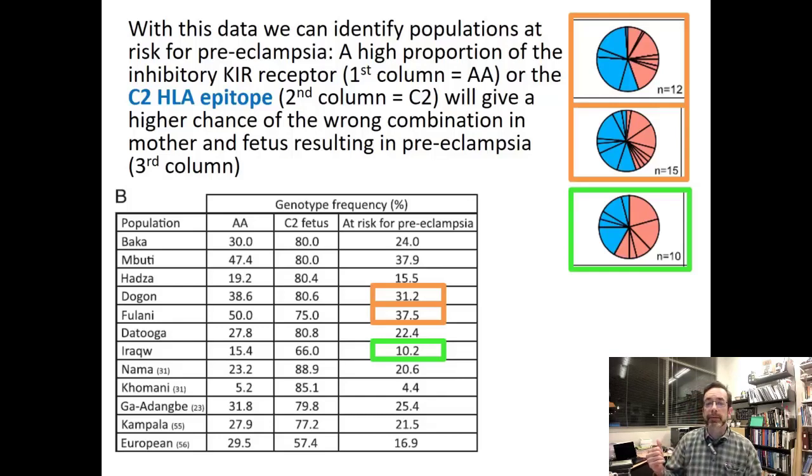You can see the C2 lines. I pulled the C2 lines for these three tribes. And so the Dogon and Fulani are on top. And you can see that the C2 epitope, which is blue, they definitely do have more of that. They have more of the C2 epitope, whereas the green box from the Iraqw will end up with a smaller amount of blue, and therefore a lower chance of having this particular epitope. If you have less of this epitope, you have less chance of this cause of preeclampsia.